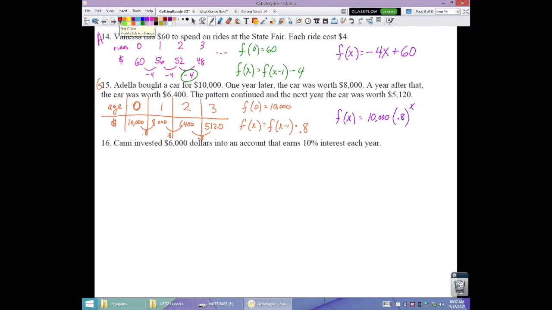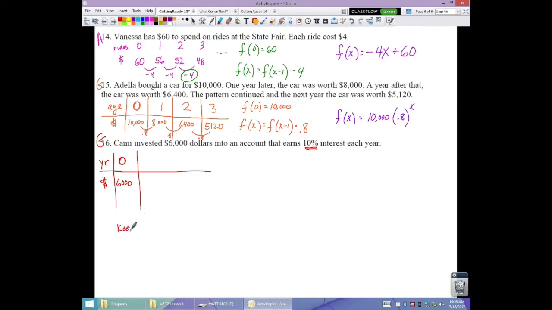Okay, Cami invested $6,000 into an account that earns 10% interest. Now, anything with percentage growth or decrease, we've talked about being an exponential function. That means it's geometric. So if we earn 10% interest, and that's each year, we're going to have years, and we're going to look at the value of her account. So at year 0, when she starts her account, she puts $6,000 in. She earns 10% interest, so you don't multiply by 0.10, but by 1.10, all right?